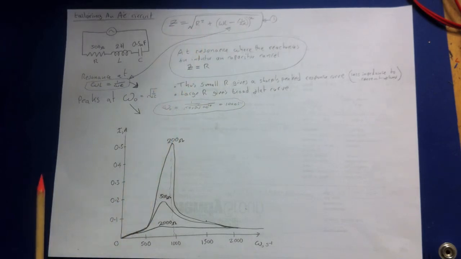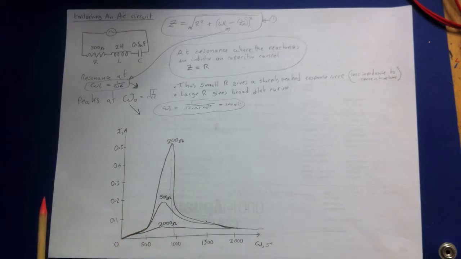The figure also shows graphs of I as functions of ω for R equals 200, which is that one, R equals 500 and R equals 2000. The smaller R is, i.e. the less impedance to current flow, the taller and sharper the peak is, and the more rapidly it drops off as the frequency ω of the source moves away.